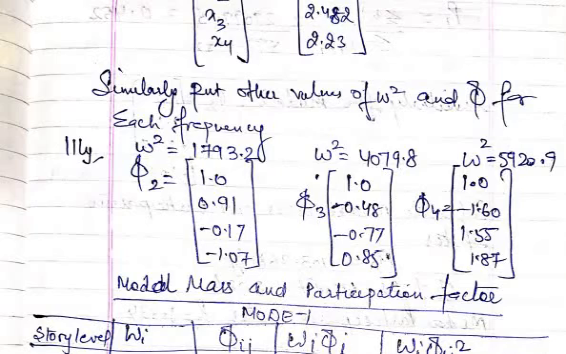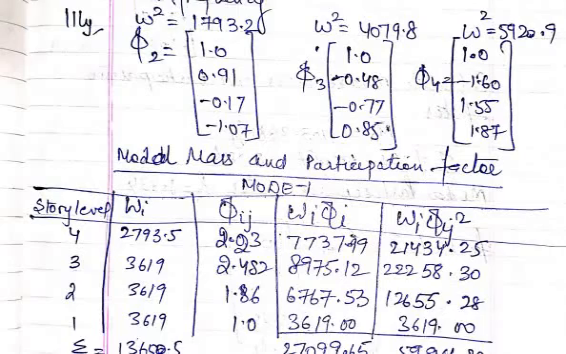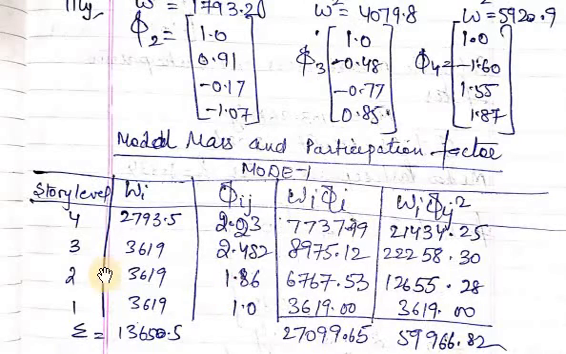You will get the modal mass and participation factors. Then here again your story levels are 1, 2, 3, 4. Then your omega I, your masses in this way. Then phi ij that you have calculated in the upper steps, we'll write this. Then we multiply omega I into phi I, you will get these values. Then the square of this you will get here.